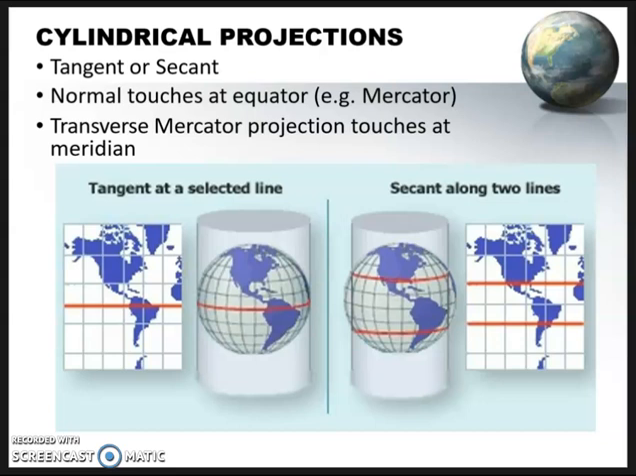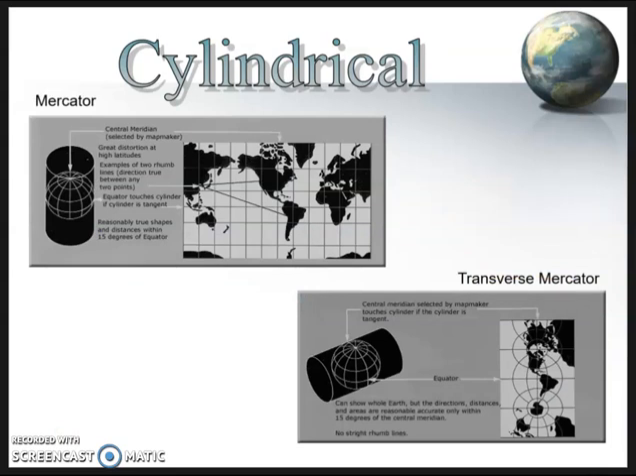So again, the cylindrical projections can be tangent or secant. Normally touches at the equator, such as the Mercator projection, and the transverse Mercator projection touches at the meridian. So let's look at these a little bit more closely. Notice in the Mercator projection method that it's a cylindrical projection. It touches at the equator and has a setting for the central meridian. Because it touches at the equator, the distortion near the equator is small, but the distortion increases rapidly as you move away from the equator.